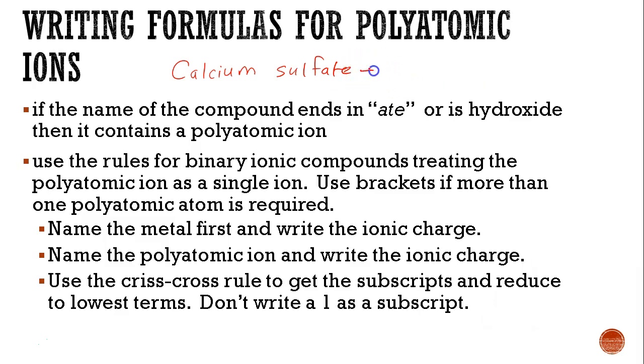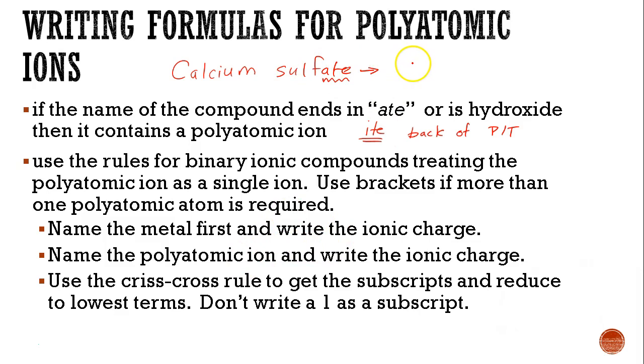Okay, so when we have to name this, the first rule that I'd like you to write down, you can pause this and write this down: if it ends in ATE or ITE, it's probably on the back of the periodic table. So if it ends in ATE or ITE, it's on the back of the PT. And the rules are the exact same as for a binary. You write the metal first and write its charge, and the polyatomic and write its charge, and you crisscross. You don't write a 1 as a subscript. So let's just see if we can try this here.